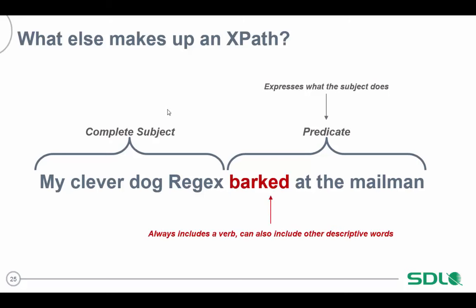And the predicate itself is made up of a couple of things. It always includes a verb, and it can also include other descriptive words. So the verb will be barked, and the descriptive words are at the mailman. Really simple, and I think everybody understands that. It's language, that's what we do for a living.